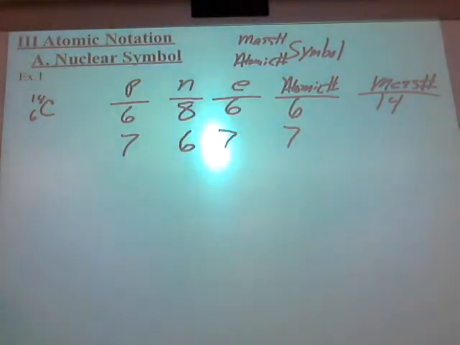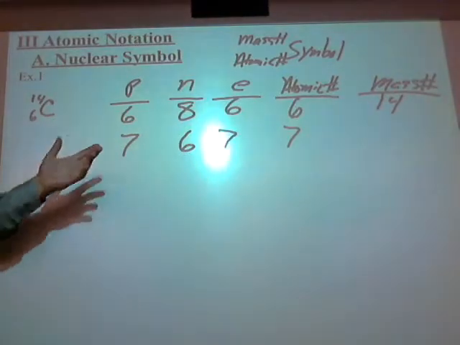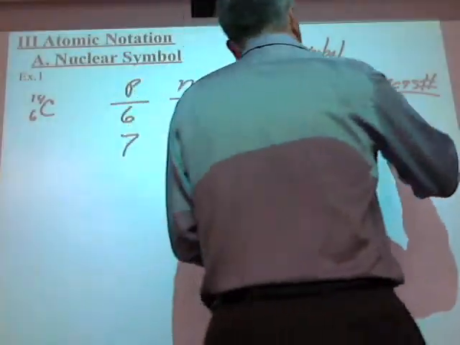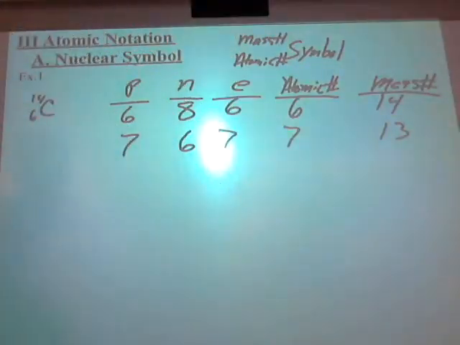How do I get the mass number in this case? I'm not subtracting. I wasn't given the mass number. I'm going to add them. I'm given 7 and 6, protons plus neutrons, this time, and I'll get 13. You see it? Right? 7 and 6 is 13.